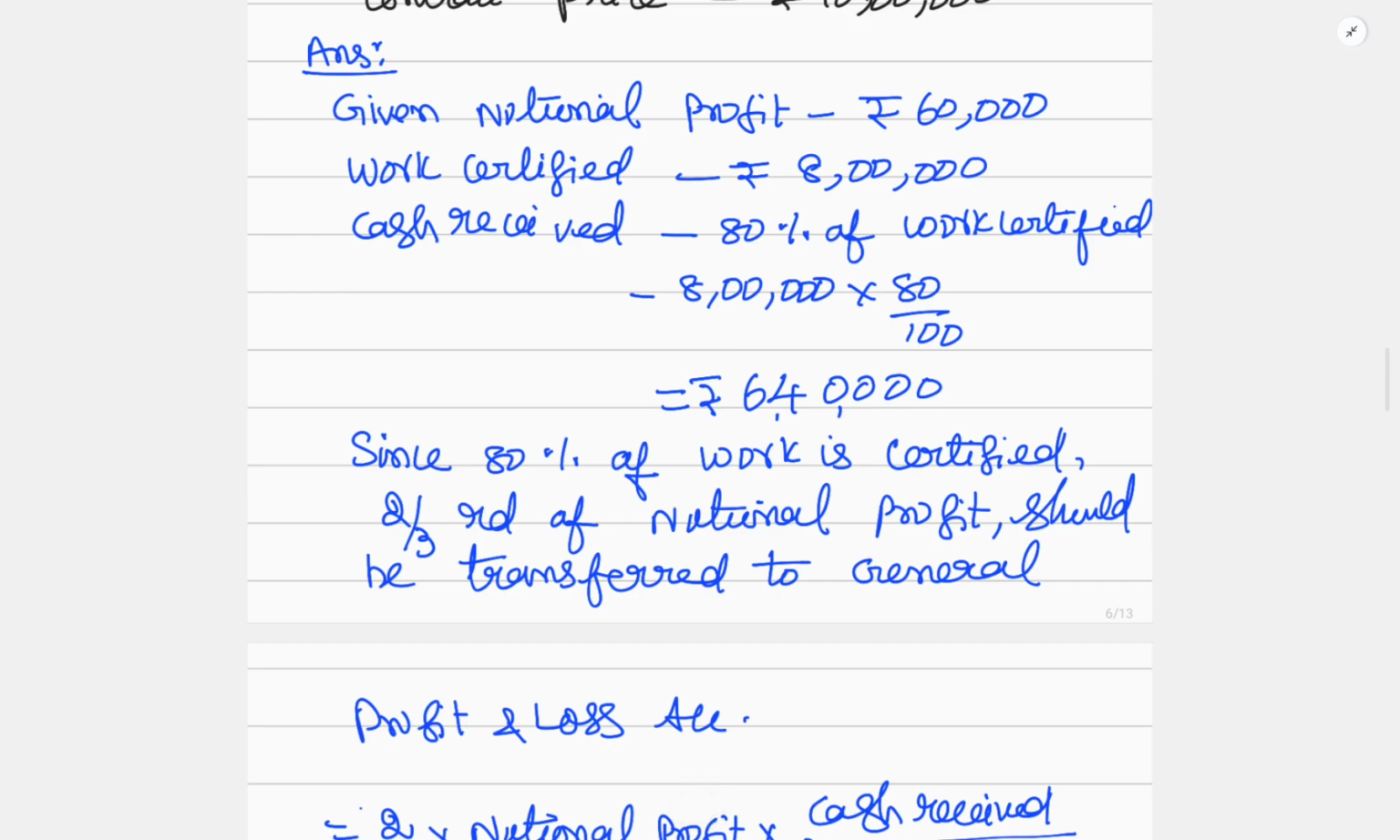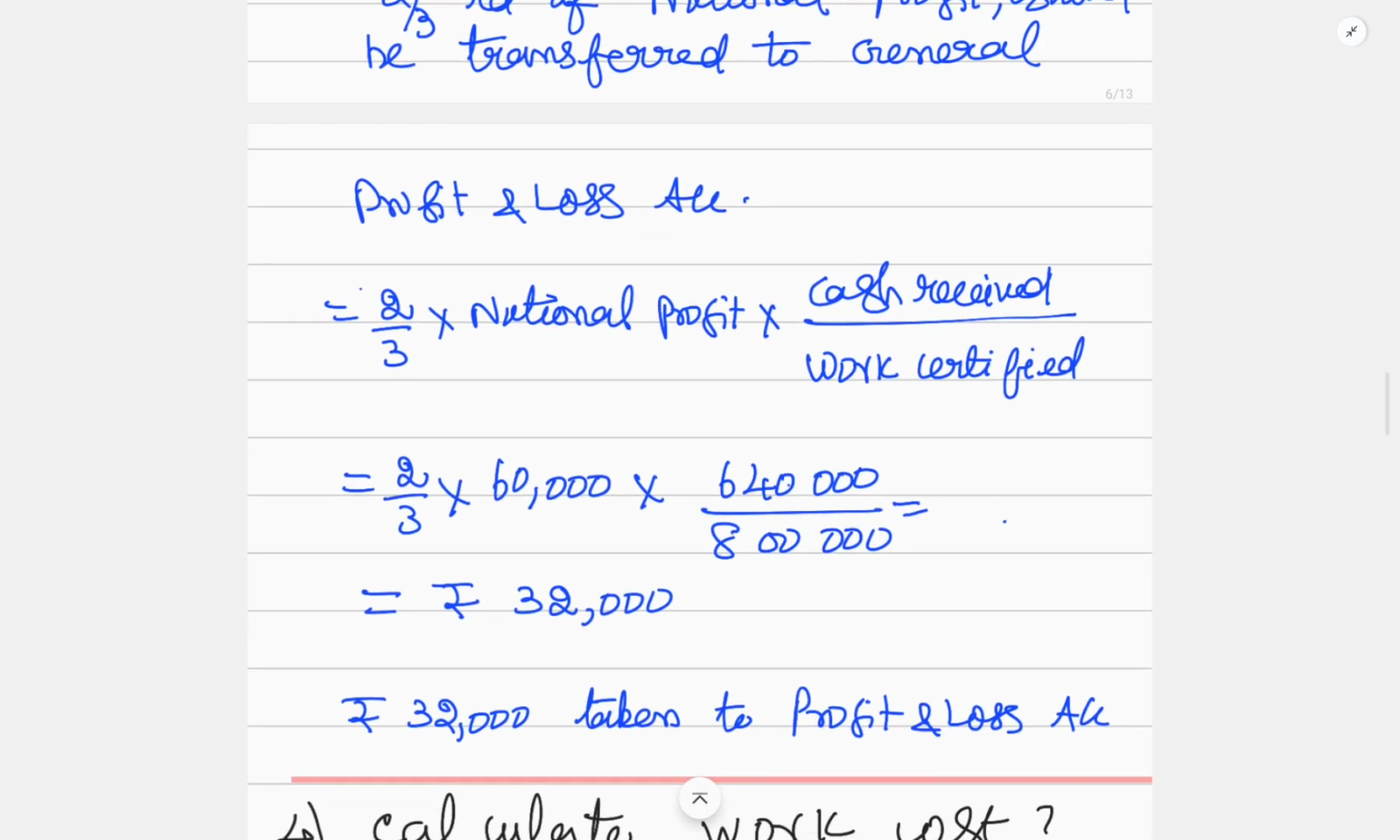Since 80% of the work is certified, 2/3 of the notional profit should be transferred to general P&L account. Therefore, profit to be transferred to general P&L account is equal to 2/3 into notional profit into cash received by work certified. That is 2/3 into 60,000 into 80%. That is rupees 32,000. Hence, rupees 32,000 should be taken to profit and loss account.